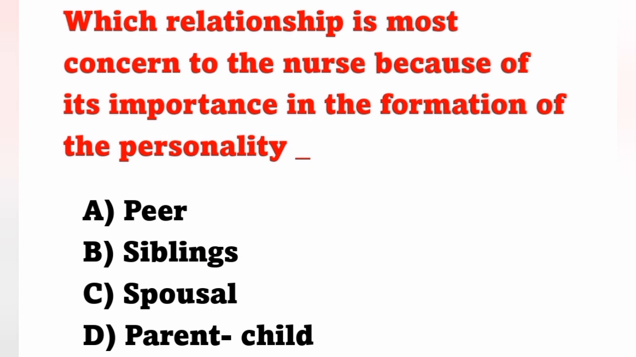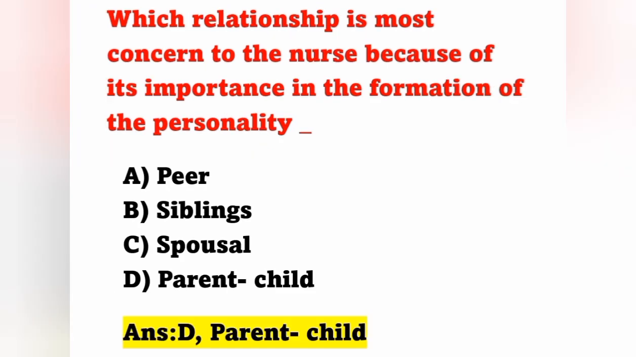Which relationship is most concerned to the nurse because of its importance in the formation of personality? Option A peer relationship, option B siblings, option C spousal, option D parent child. Among these options, which relationship is most important for the development of personality of an individual? The correct answer is option D, parent-child relationship, that is mother or father. Both will be helpful for the personality development of an individual.